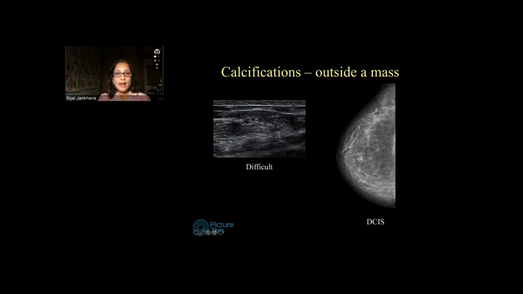So DCIS, which presents only as a cluster of microcalcs, may be difficult to pick up on ultrasound. If seen on ultrasound and we don't have the means to biopsy or localize it with the help of mammography, we can attempt to biopsy it with this, and then it's a good idea to take a specimen X-ray of the core biopsies and check whether there are calcifications within it or not.